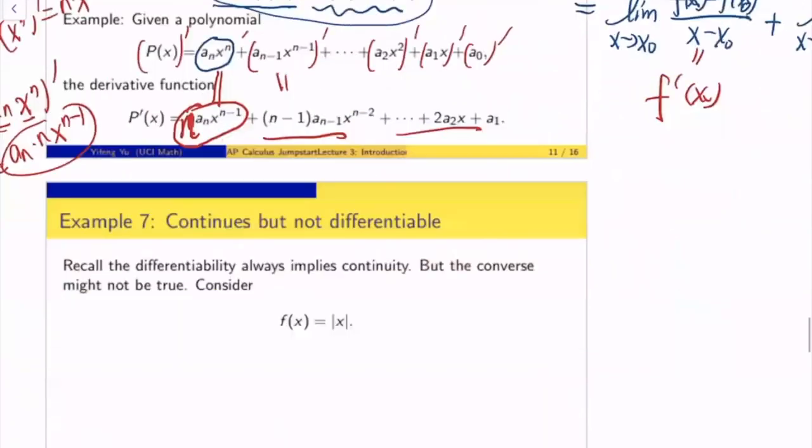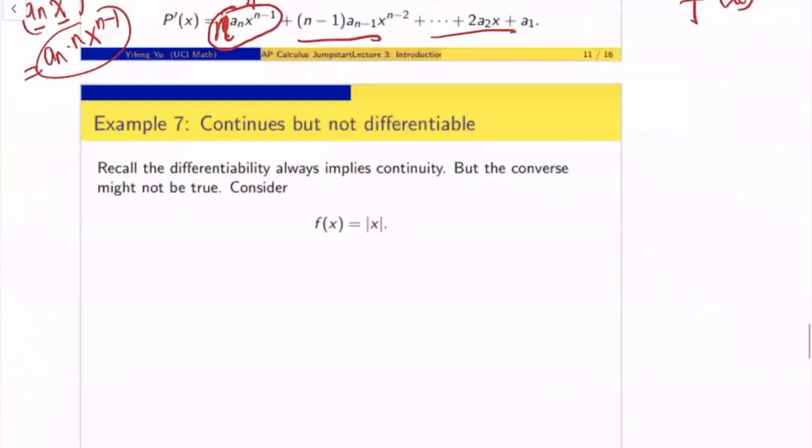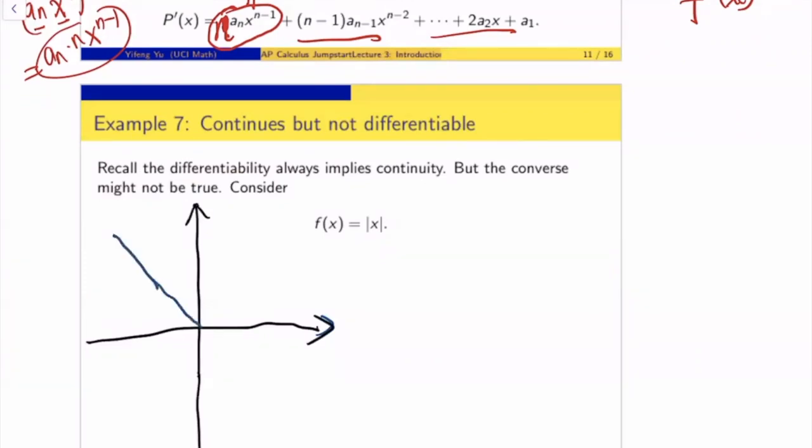Now, as we said, if the function is differentiable, then it's always continuous. But a continuous function might not necessarily be differentiable. So let's look at this example. Here we have the absolute value function. If we draw the graph, this is what we have.